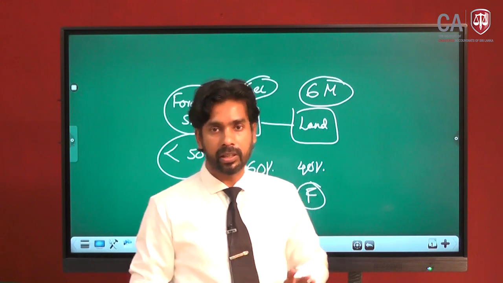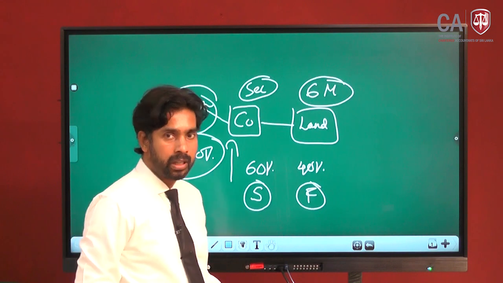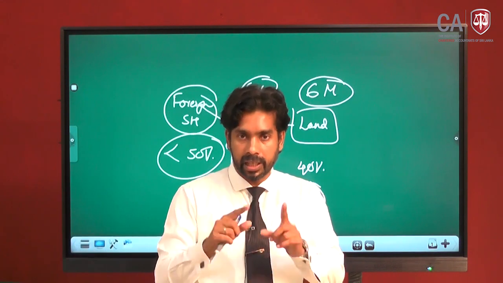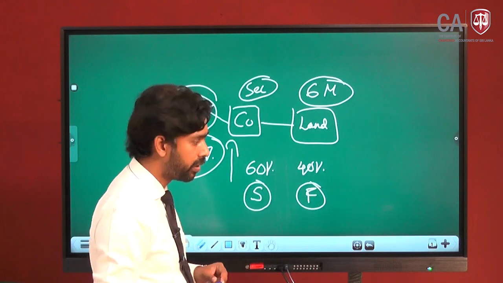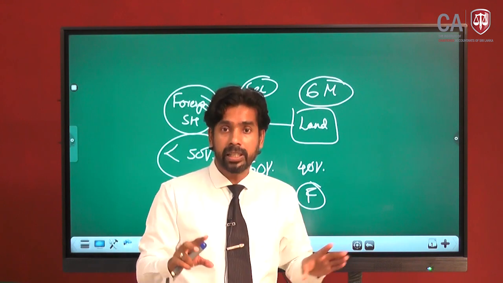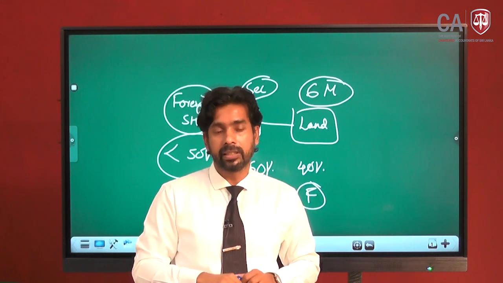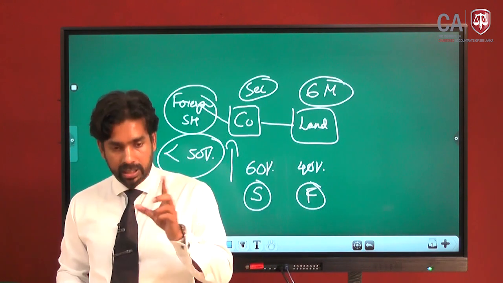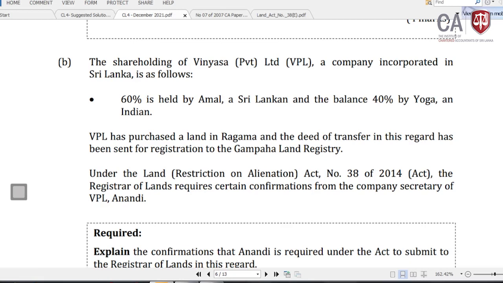Then after registering the land, they can increase the foreign shareholding in violation of the Act. That is why the company secretary has an obligation to inform the registrar of the land registry that the shareholding of the company has not changed. It's still, the foreign shareholding is less than 50%. So, that is the requirement under the Land Restrictions on Alienation Act number 38 of 2014.